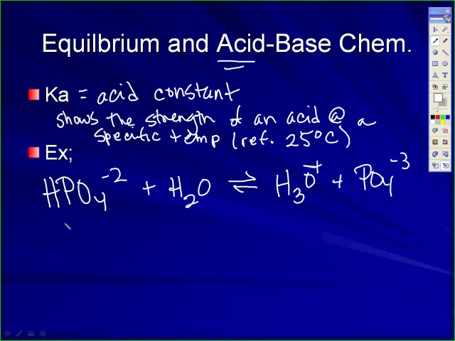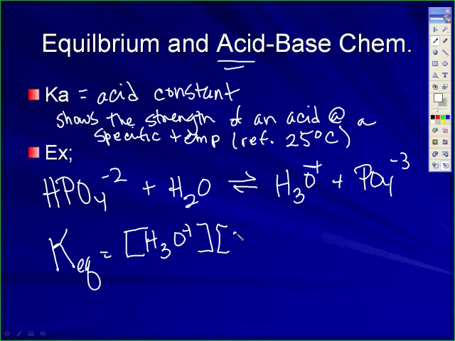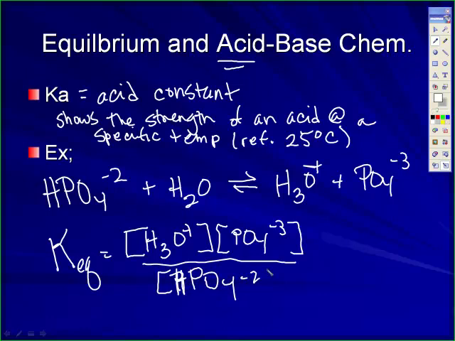Therefore, whatever the molarity of this is to start with, this is going to be somewhat less than that. So let's set up a KEQ, what we would normally do. To set up KEQ, we take H3O+, multiply it by PO4 3-, and divide it by HPO4 2-. Because this applies specifically to acids in solution, it just gets a new name. So it is KEQ, but because it's specific to acids, we're going to call it Ka.